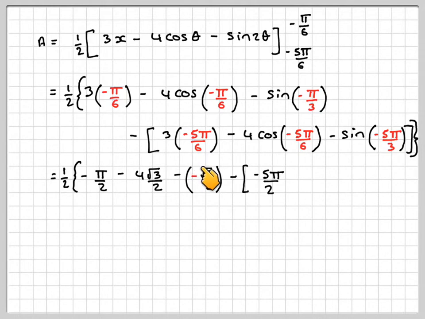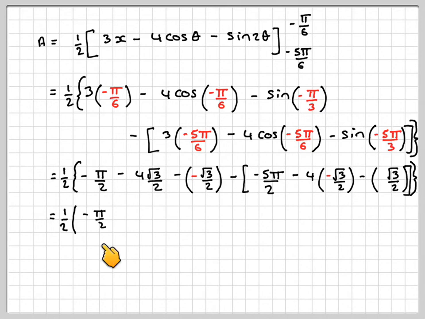So we're going to get 3 divided by 6, which gives me a half, so we're going to get minus 5 pi by 2. Again, minus 5 pi by 6 is in the third quadrant and cos is negative, so we're going to get minus 4 times minus root 3 over 2. This is a difficult one. Minus 5 pi by 3 is actually in the first quadrant, and therefore sine is positive, so it's the same as sine of 60, which is root 3 over 2.